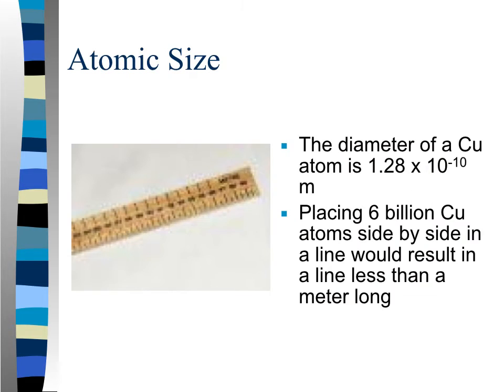In fact, if you took a whole bunch of copper atoms that have a diameter of 1.28 times 10 to the negative 10th meters, and you placed those out, 6 billion of them lined up side by side, it still would not be as long as the meter sticks that we have in the classroom. So just atoms are really small, okay?